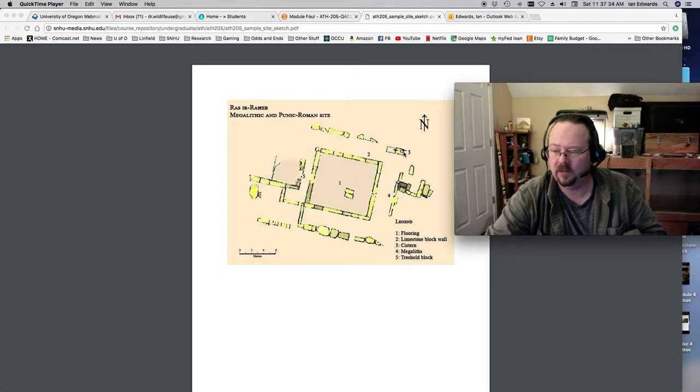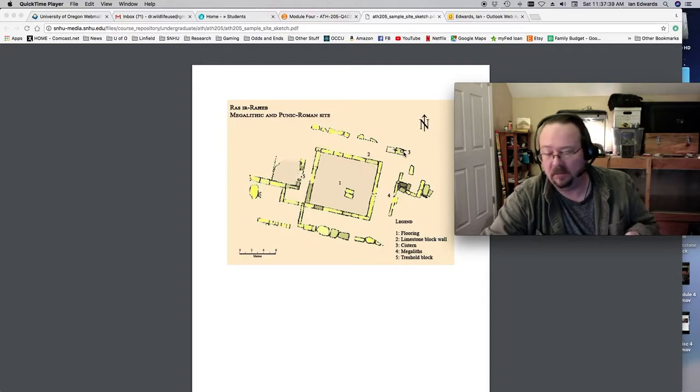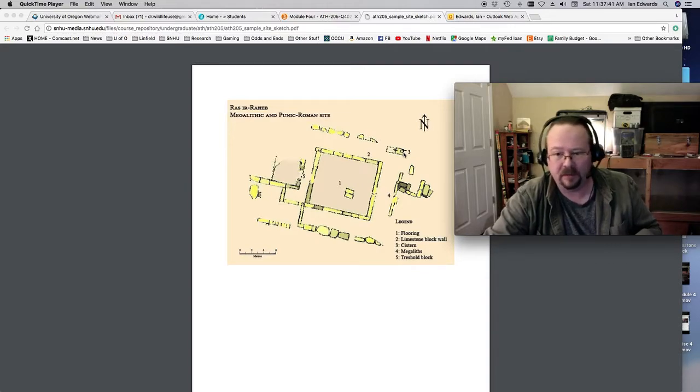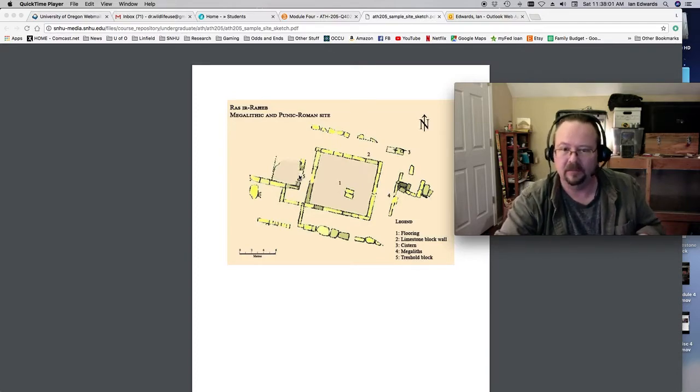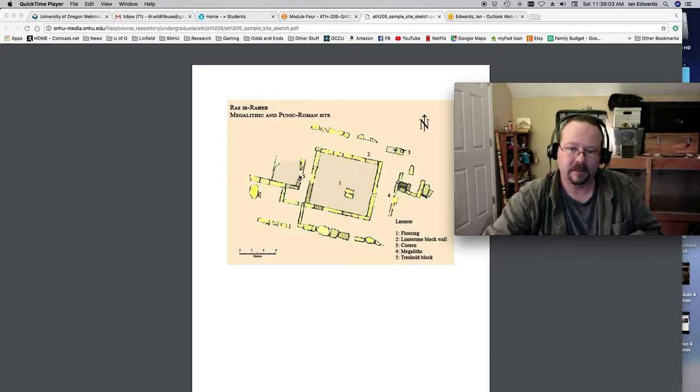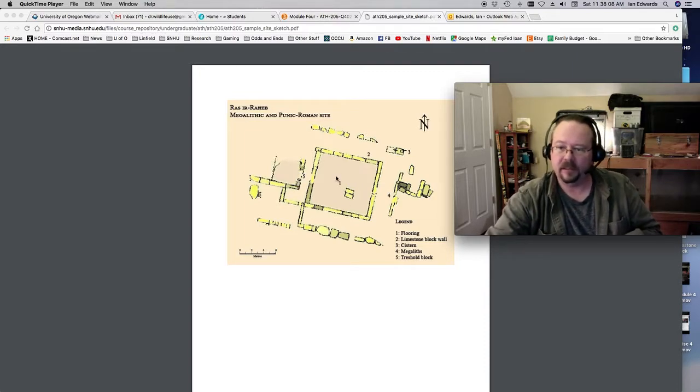Cisterns, in case you don't know, is a water reservoir of some form. They can be big, they can be small, they can be medium, they can be in the ground, they can be above ground. Yeah. We got megaliths over here, large stone things. And over here is a threshold block, which is kind of like the entryway. It's a passage. It goes from usually the exterior to the interior, things like that. Yeah, so that's a quick breakdown of this site sketch.